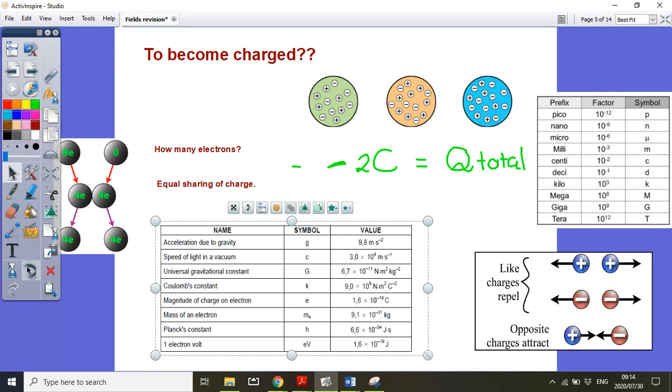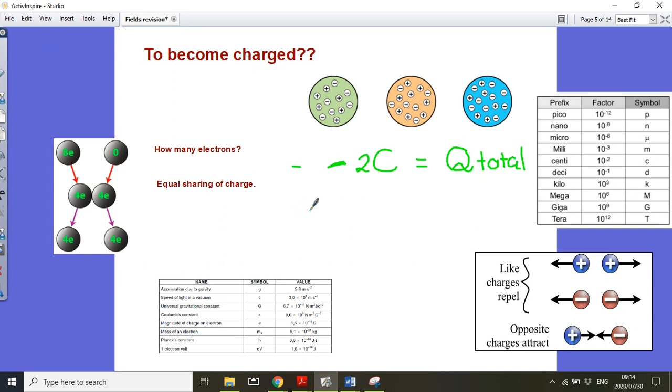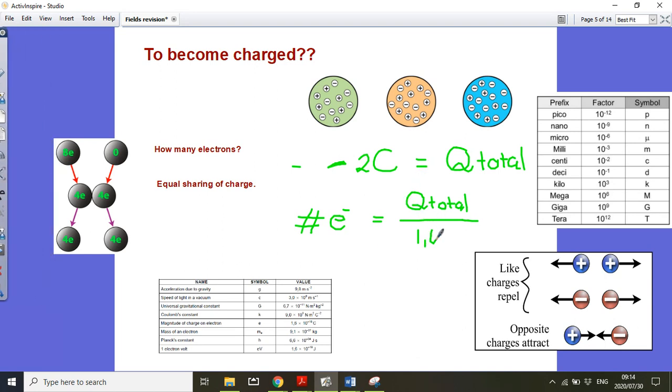Now, if you want to go and get the total charge of the number of electrons, you have to say, right, this is my total charge. I want to work out what is the number. I always use a hashtag for number of electrons. So the number of electrons, this is my total charge. So it's going to be my Q total. Again, there's no equation like this. You make logic sense of it. This is my total charge. And you want to know and you know the charge of 1 electron. So the charge of 1 electron is, what did we just say? 1.6 times 10 to the minus 19.